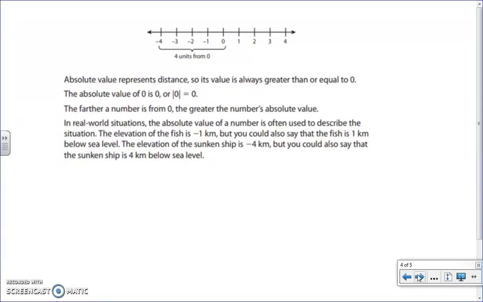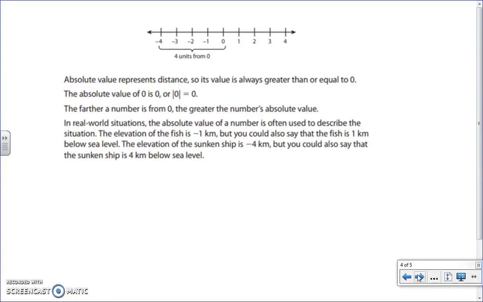So it says absolute value represents a distance, so its value is always greater than or equal to 0. The absolute value of 0 is 0, because 0 is 0 away from 0. The farther a number is from 0, the greater the number's absolute value. So even if we had negative 20, the absolute value of negative 20 would be 20 because it's 20 away from 0. In real-world situations, the absolute value of a number is often used to describe the situation.